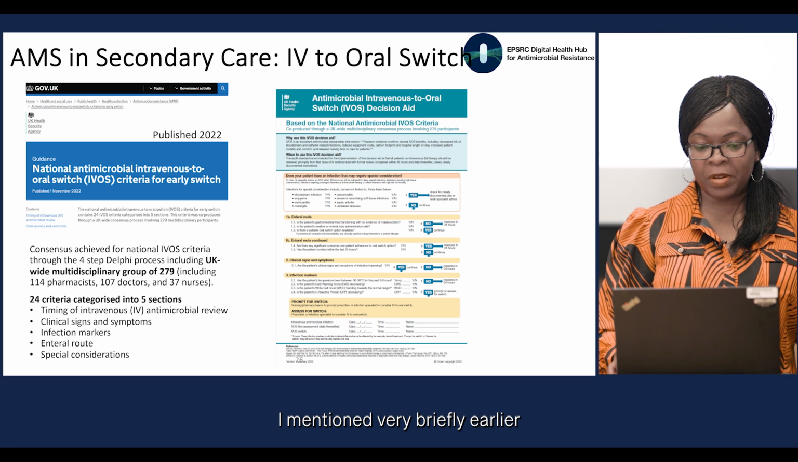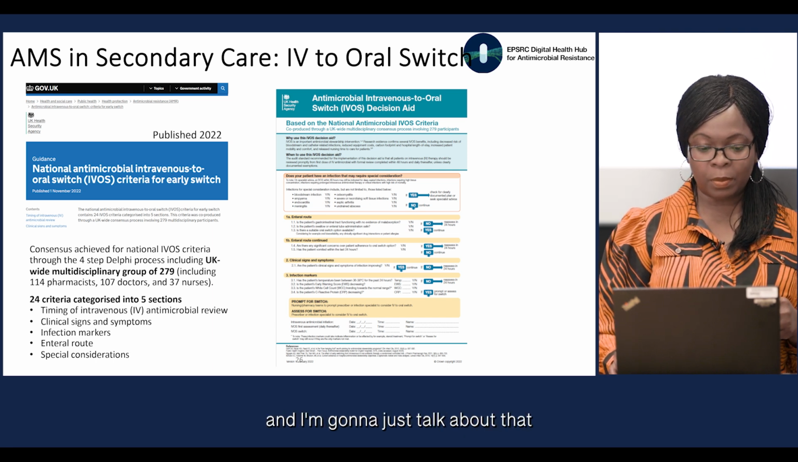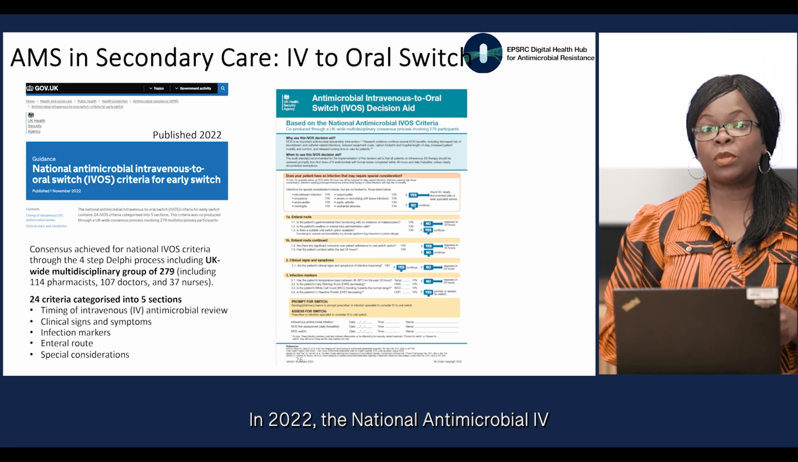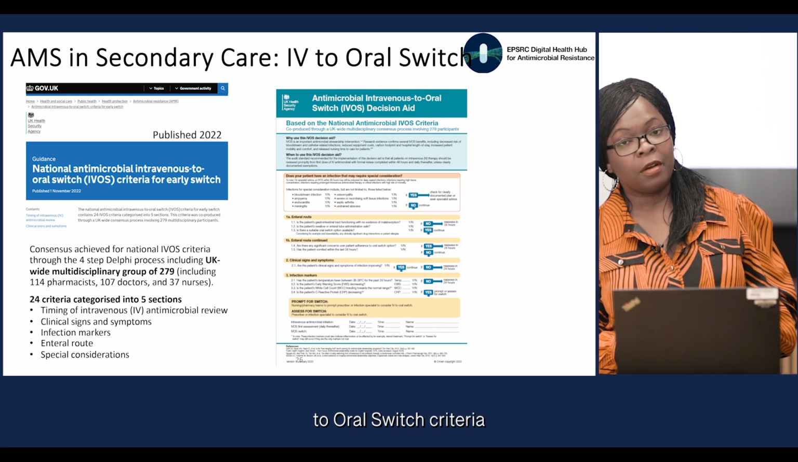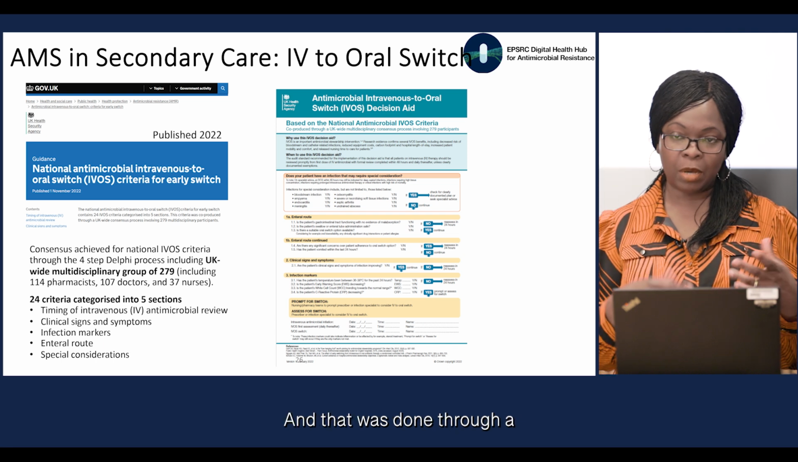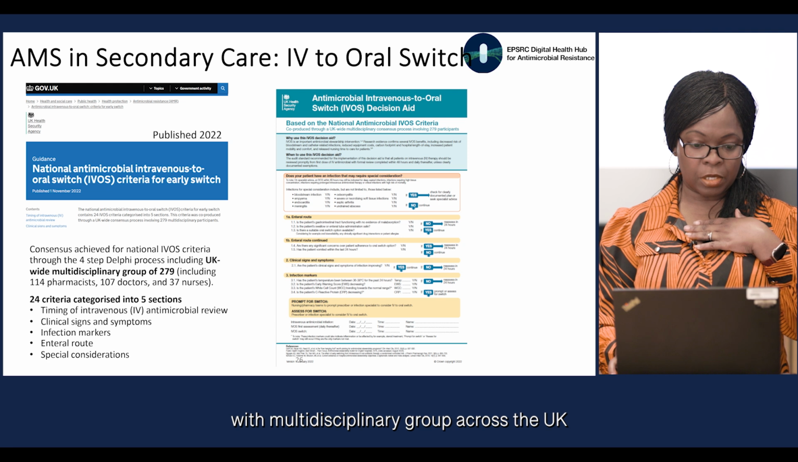I mentioned very briefly earlier the intravenous to oral switch, and I'm going to just talk about that very briefly now. In 2022, the National Antimicrobial IV to oral switch criteria for prompt switch was published, and that was done through a consensus process with a multidisciplinary group across the UK.